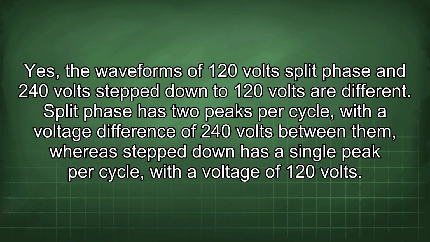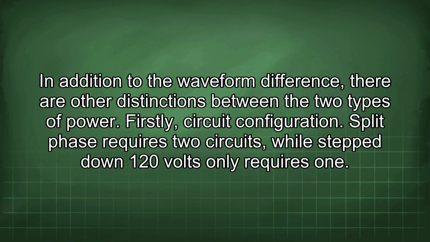Yes, the waveforms of 120 volt split phase and 240 volt step down to 120 volts are different. Split phase has two peaks per cycle with a voltage difference of 240 volts between them, whereas step down has a single peak per cycle with a voltage of 120 volts. In addition to the waveform difference, there are other distinctions between the two types of power.